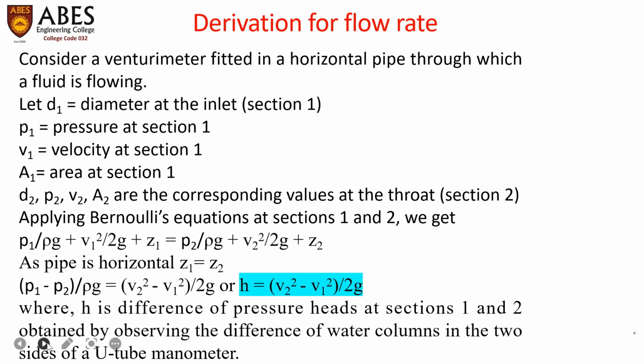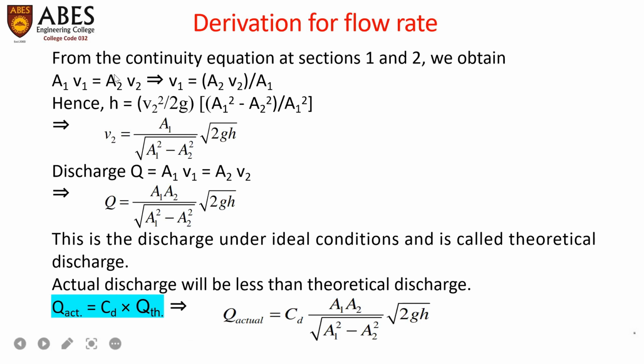Now, moving further, we can apply the continuity equation between sections 1 and 2. When we apply the continuity equation, we have to see whether it is for compressible or incompressible flow. As we are applying Bernoulli's equation with some assumptions, we take the assumption of incompressible flow, that is, the density of the fluid at sections 1 and 2 remains constant. In that case, the continuity equation becomes A1 V1 is equal to A2 V2, and from this we obtain V1 is equal to A2 V2 upon A1.